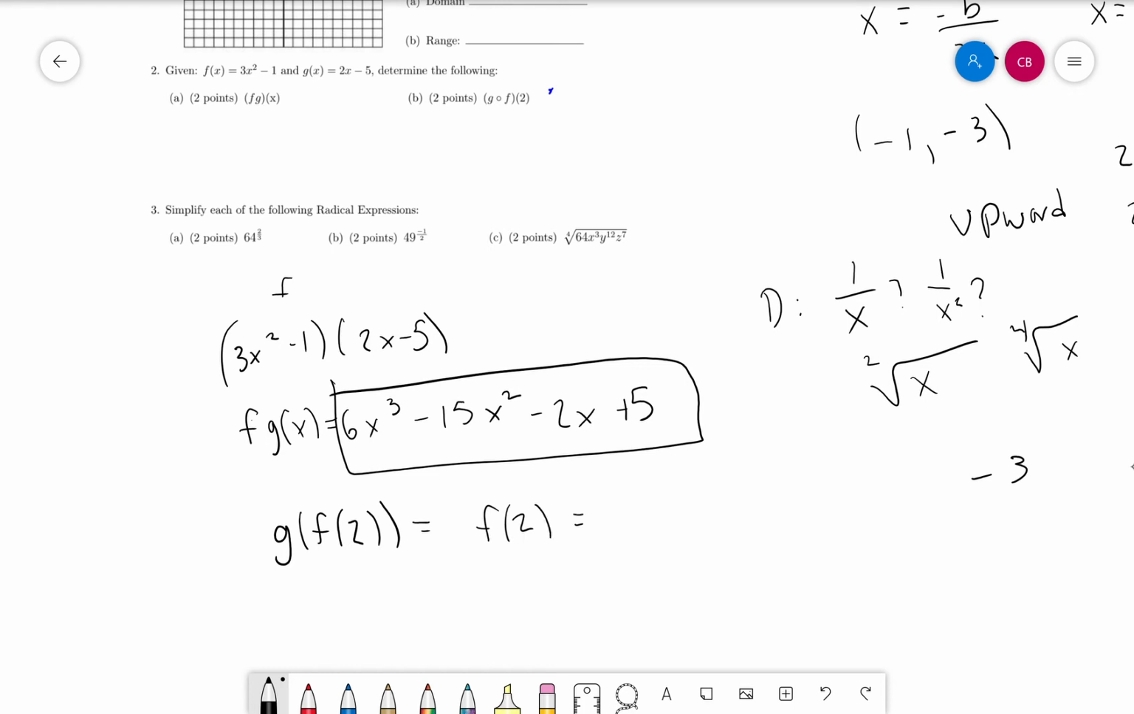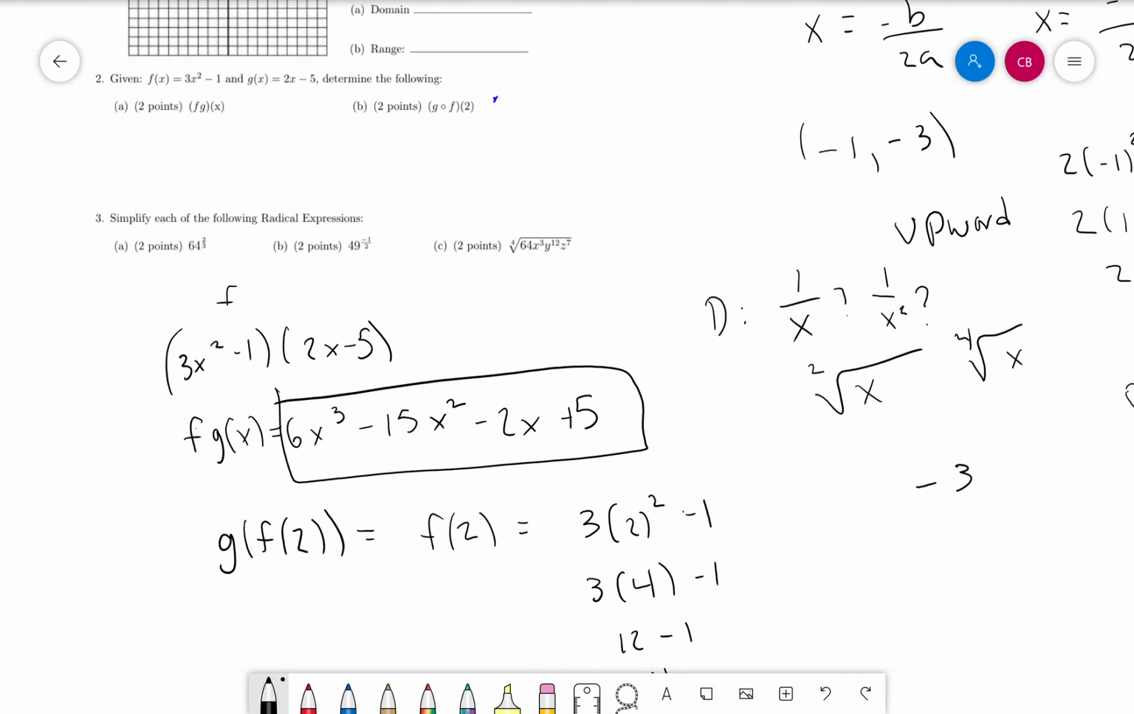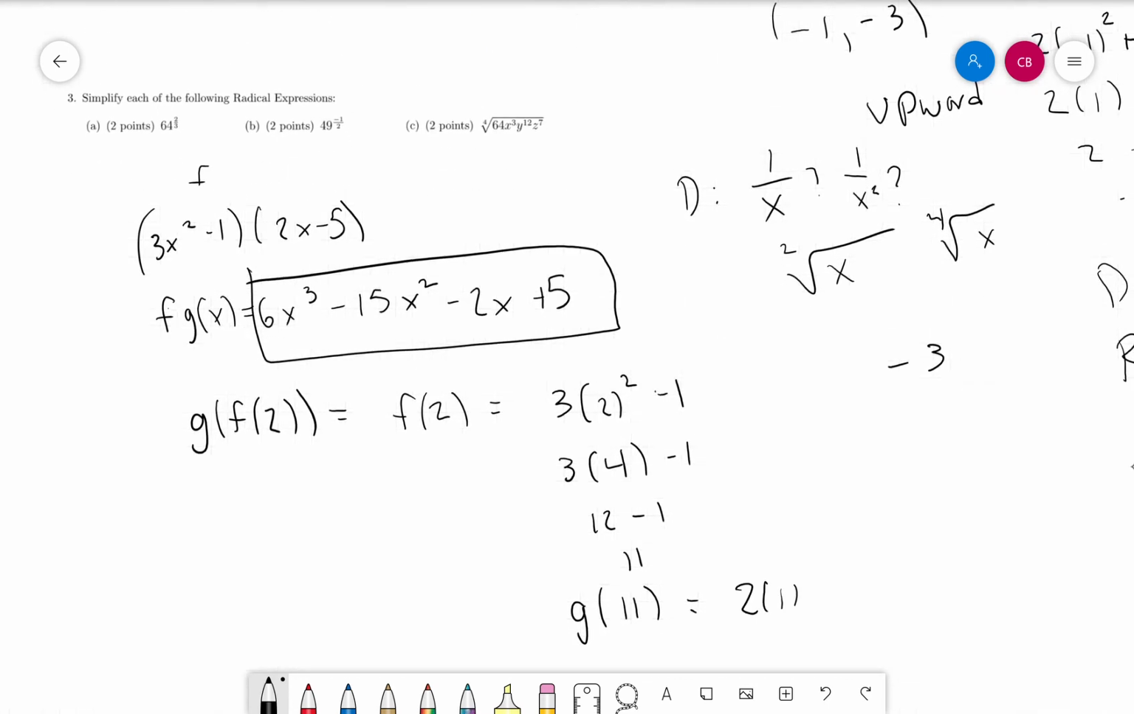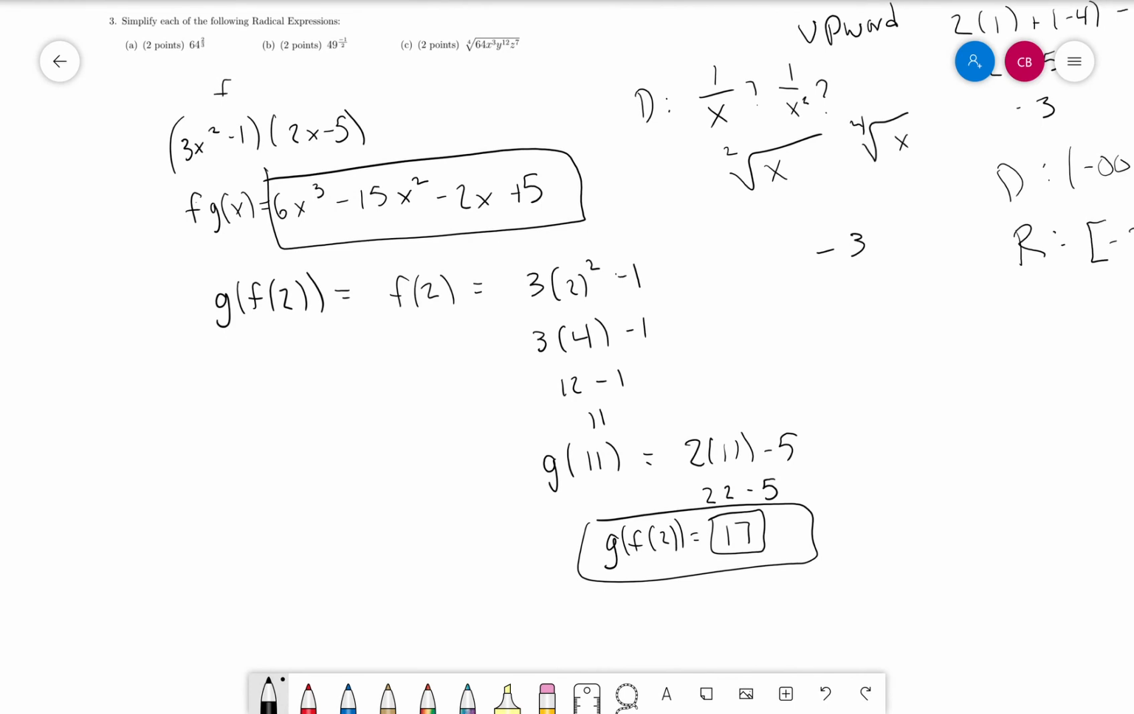F of 2 is going to equal 3 times 2 squared minus 1, which is 3 times 4 minus 1, which is 12 minus 1, which is 11. So what we're actually looking for is g of 11, which is equal to 2x minus 5. So we have 2 times 11 minus 5, which is 22 minus 5, which is 17, I believe. So your answer for g of f of 2 is 17. Okay, and so that's how you will do those problems right there, those two.